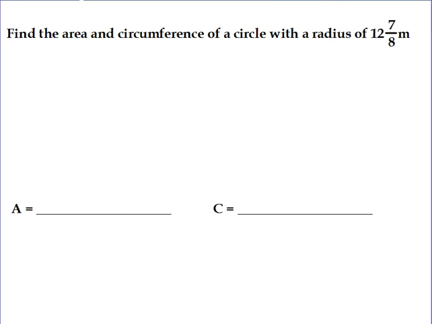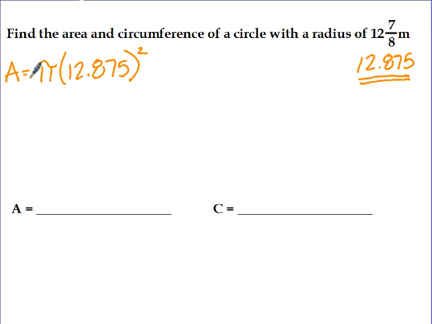Now, here they don't give you a picture, they just describe it to you, and the radius is 12 7/8. So remember, to turn this into a decimal, we're going to divide 7 divided by 8, and that gives us 12.875. Now, I'm not going to round that. You're only going to round your final answers. That 12.875 is what I'm going to plug into the calculator. So pi times 12.875 squared, that's going to give me my area. And that is 520.7680. So rounded, that's going to be 520.8 square meters.